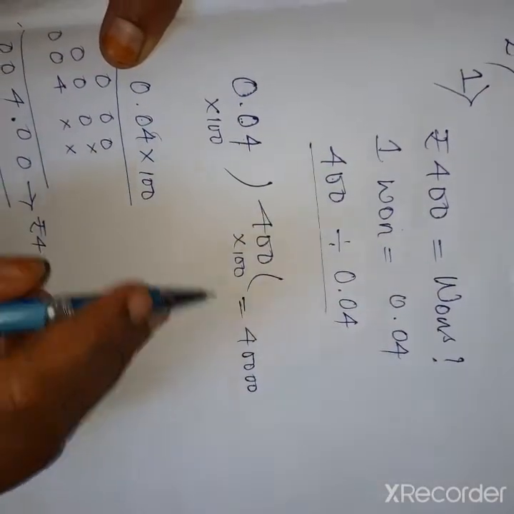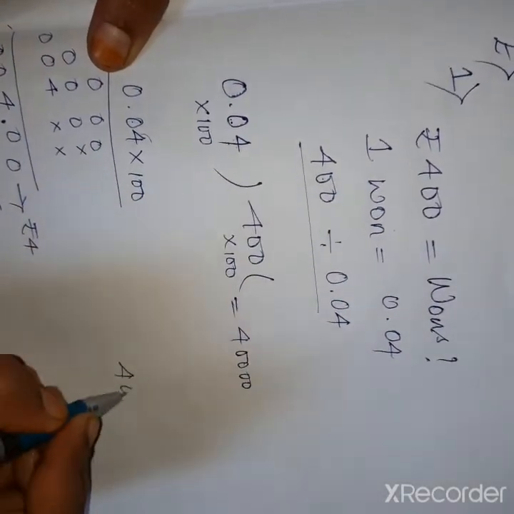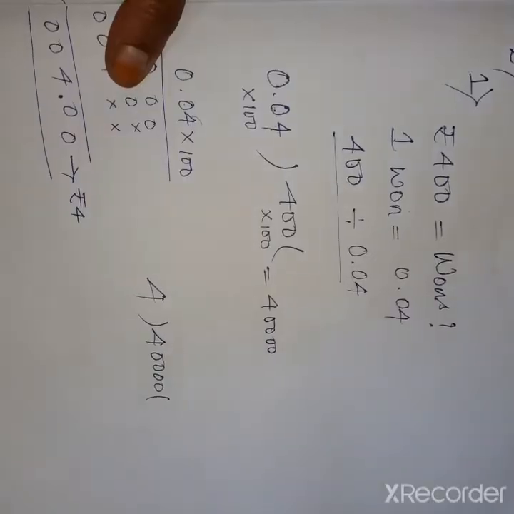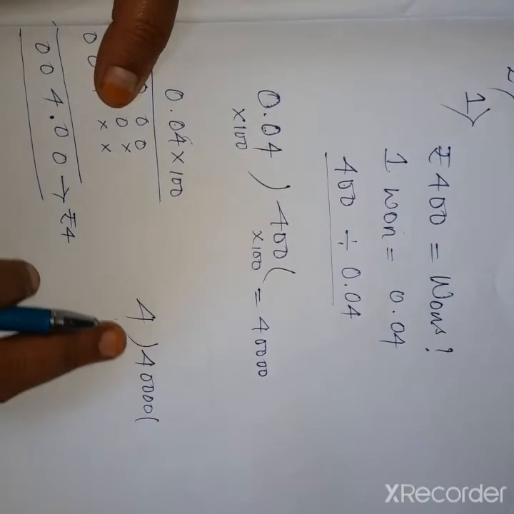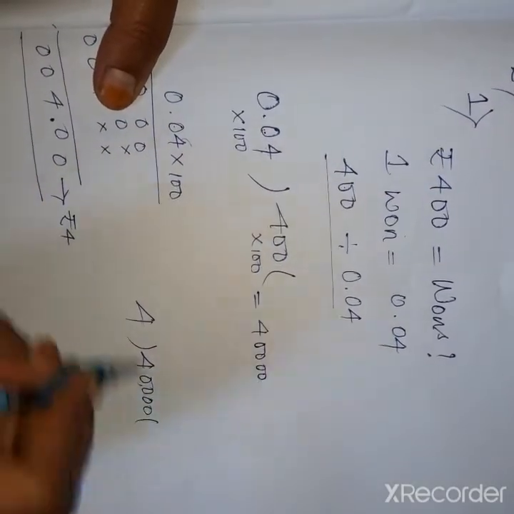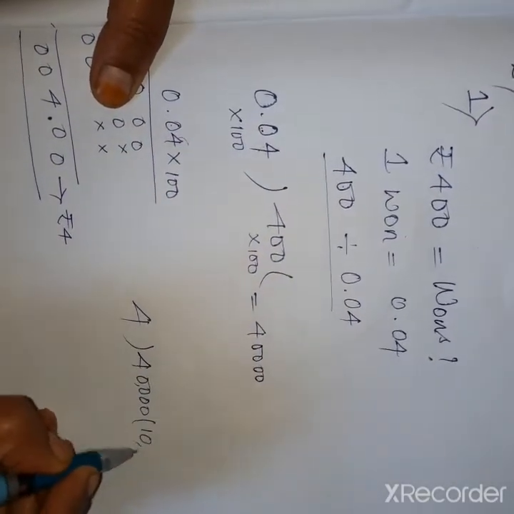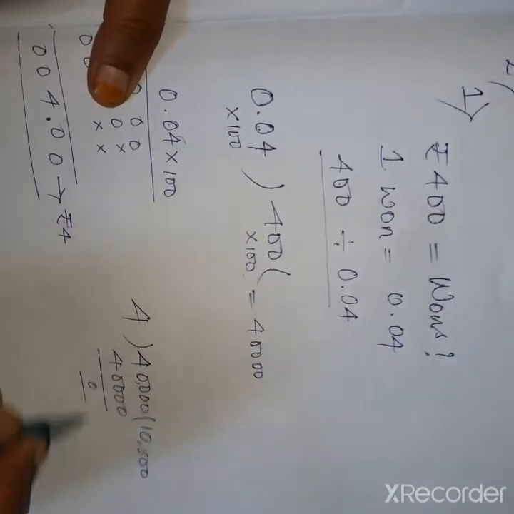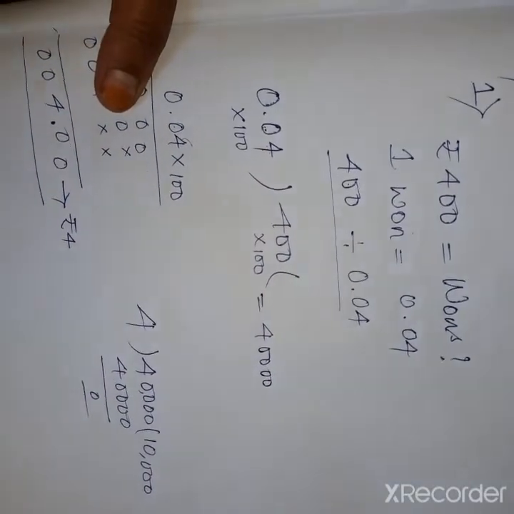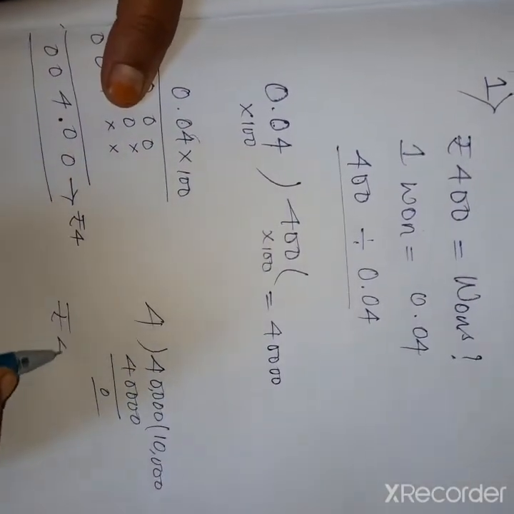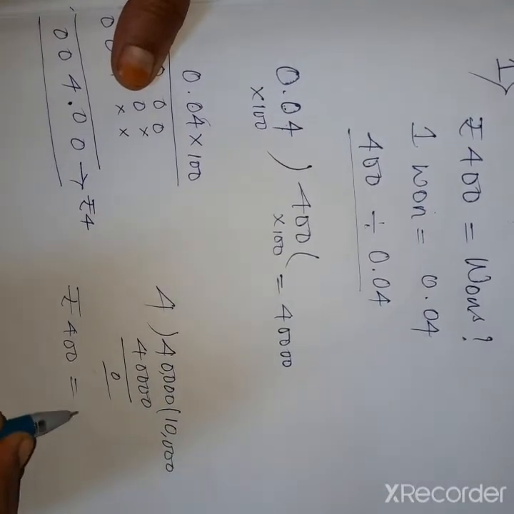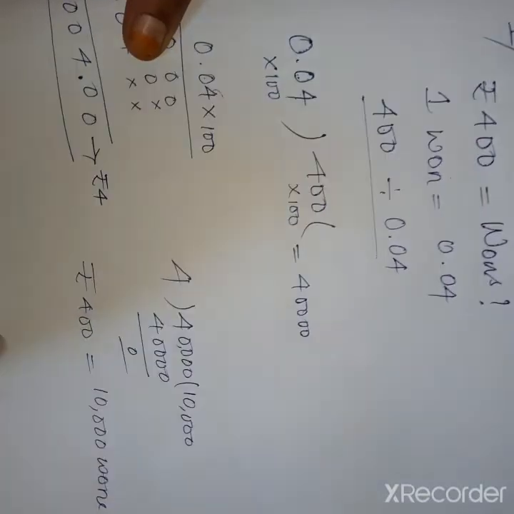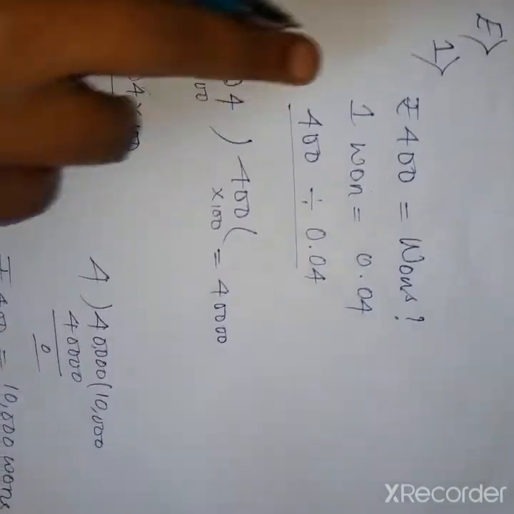Sorry, 40,000 you will get. Now this 40,000 you have to divide by 4. And when you do this division, 40,000 divided by 4, you get 10,000. Okay, so what does it mean? Rupees 400 are equal to 10,000 Korean wons. Okay, so let me explain once again.